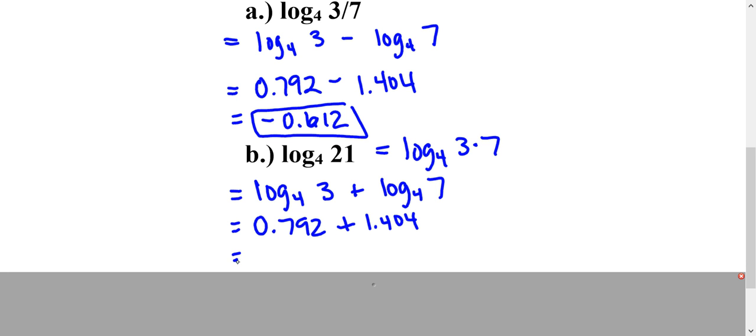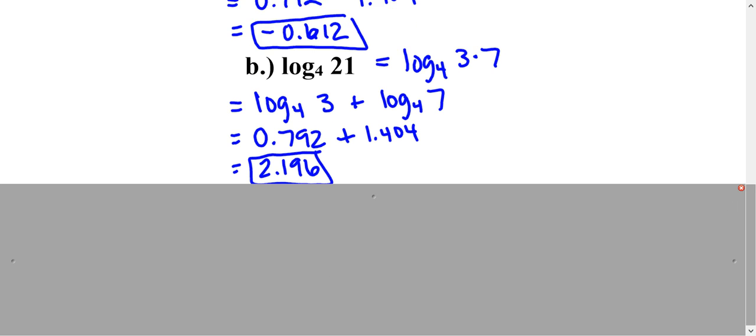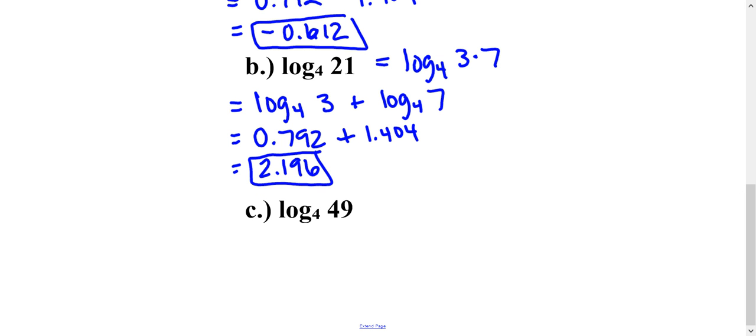So I'm going to add those two values together. So 0.792 plus 1.404 is equal to 2.196. So that is my answer. Okay. The last example, log base 4 of 49.